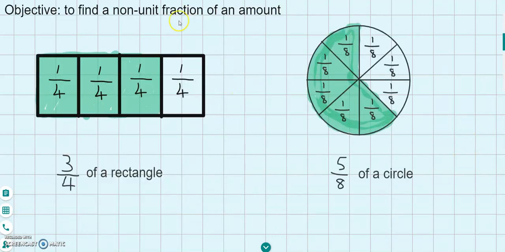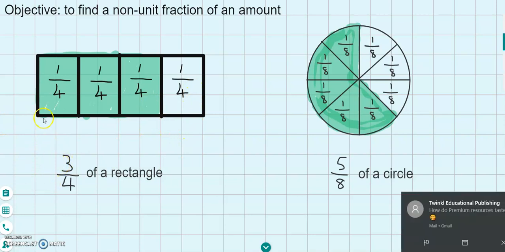So today we're going to be finding a non-unit fraction of an amount, but before you will have seen finding a fraction of a shape or an item. So if we look here, you can see that we've got 3/4 of a rectangle shaded in. That means that our rectangle has been divided into 4 equal amounts, 1, 2, 3, 4, and we have 3 of those parts shaded, 1, 2, 3.